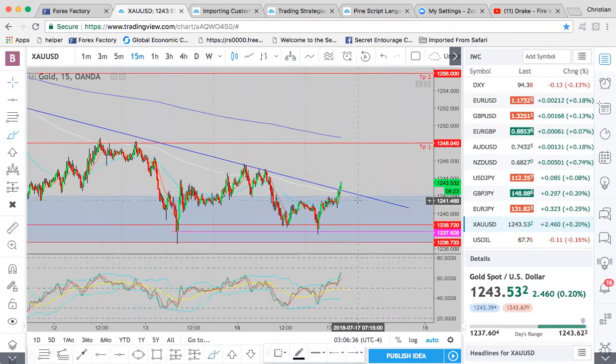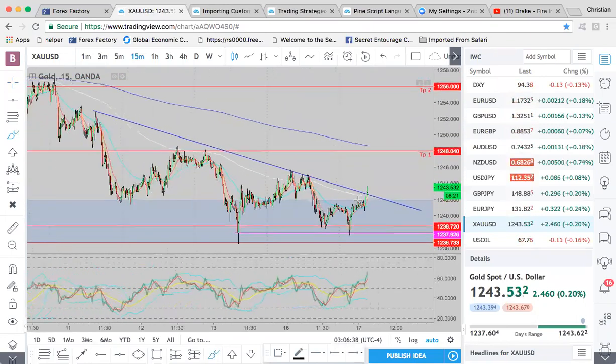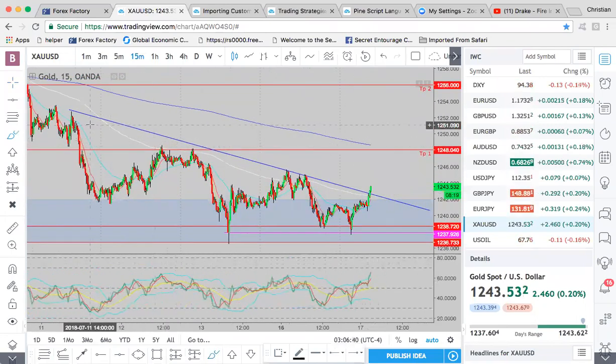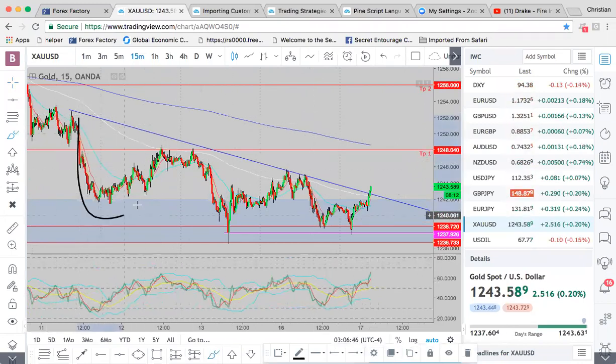What do we have now? We have now a break of this trend line. Now this trend line is where I see another inverted head and shoulders. Left shoulder, head, and this is my right shoulder.